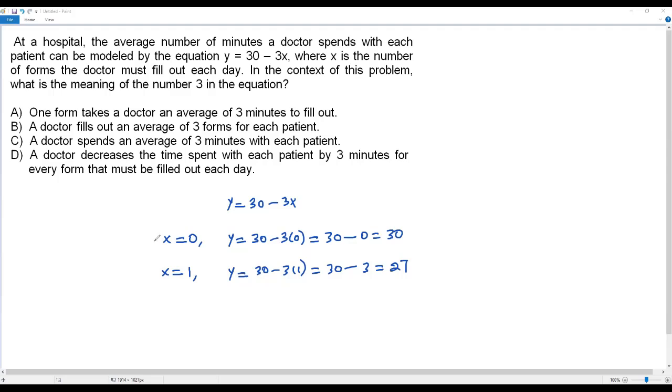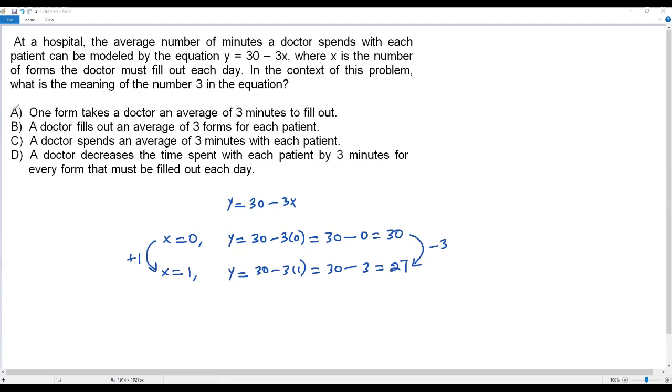When the number of forms is increased by 1, that is from 0 to 1, what's happening to the number of minutes on average the doctor spends with each patient? It decreases by 3 minutes. So when the number of forms is increased by 1, the average time the doctor spends with each patient decreases by 3 minutes. So the meaning of this 3 is the number of minutes of decrease in the time the doctor spends with each patient. We can keep this in our mind and verify the options one by one.